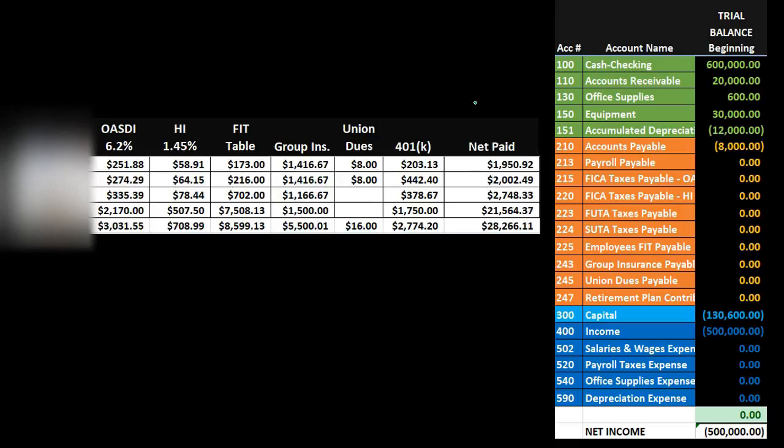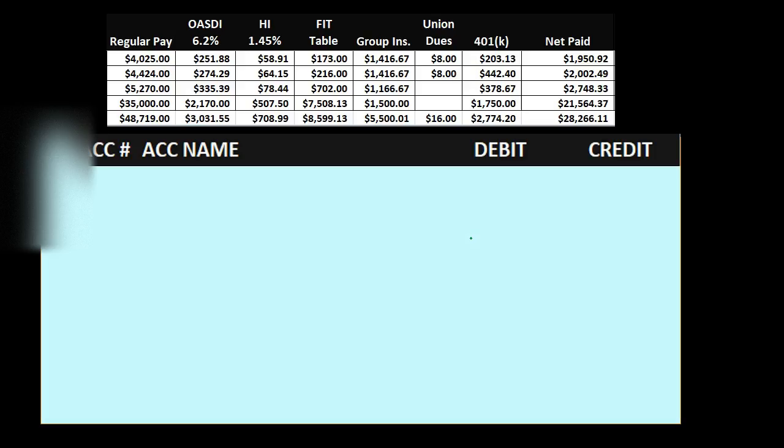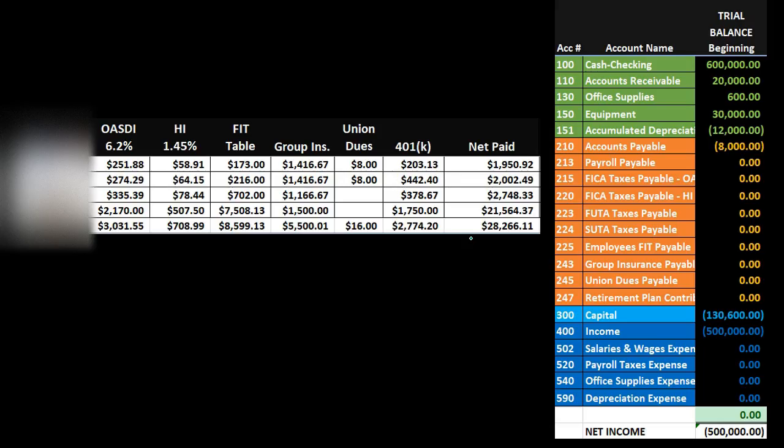So in essence, what we have here is what the earnings were. We're going to be considering this in total. So we're going to make this journal entry not per employee, but per total here. And we'll have the total earnings, less all the stuff that was taken out before we paid our employees, less the Social Security, less the Medicare, less the FIT, less the group insurance, less the union dues, less the 401k plan, giving us net pay here, 28,630. 28,266.11. We're going to use this information in order to create our journal entry.